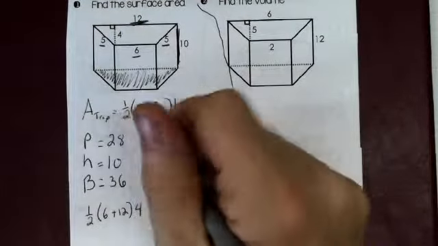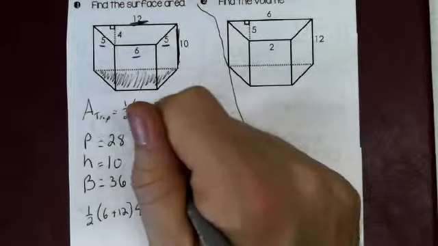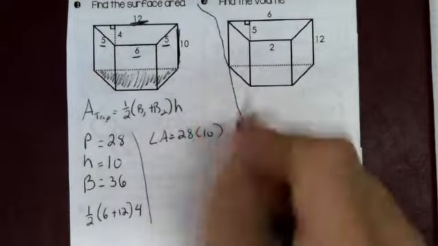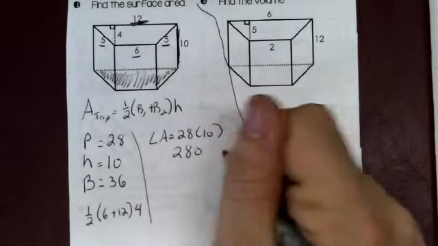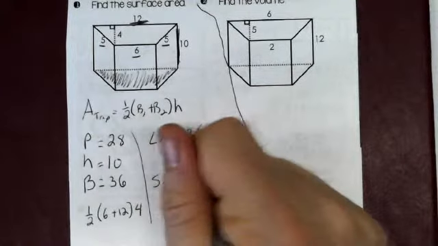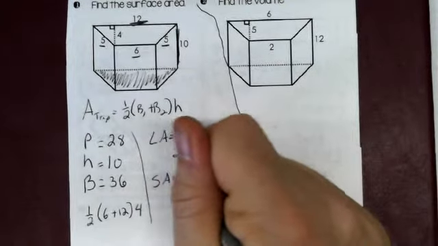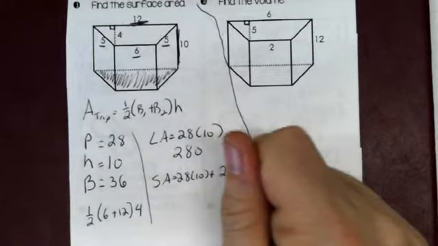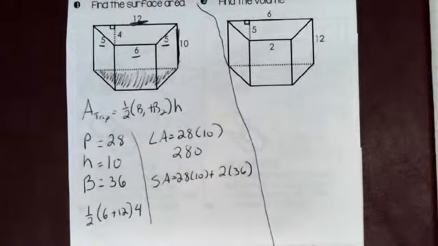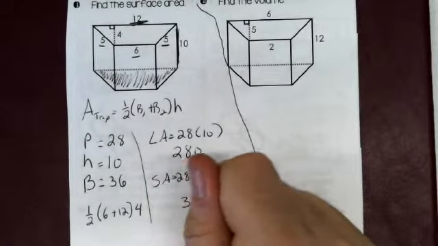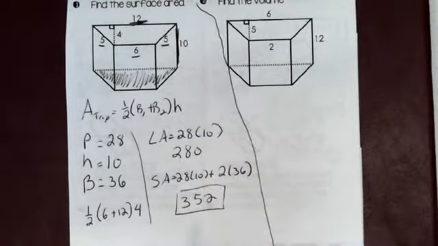And so, to find our lateral surface area, that's just the perimeter times the height, very easy, 280. And to find our total surface area, we're going to do the 28 times the 10, but this time we're going to add 2 times 36. And that's going to give us a total surface area of 352.